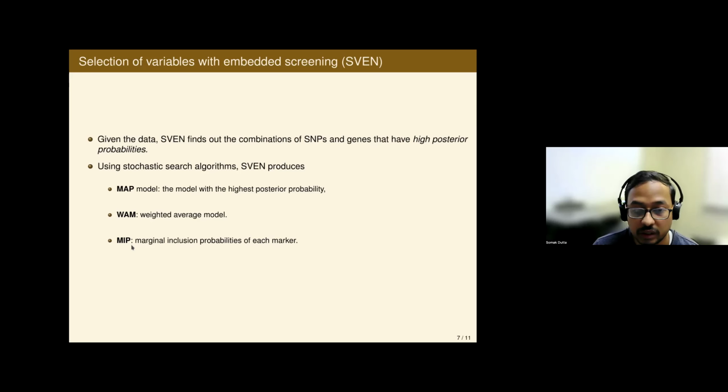And the last one, which is the MIP, I think is probably the most important. This gives the marginal inclusion probabilities of each marker and gene. I should have also included the genes. The marginal inclusion probability for any SNP or any gene is the probability that that SNP is important or that gene is important, after accounting for the effects of all other SNPs and all other genes. This should be used for getting what are called the hits on the markers or the genes.